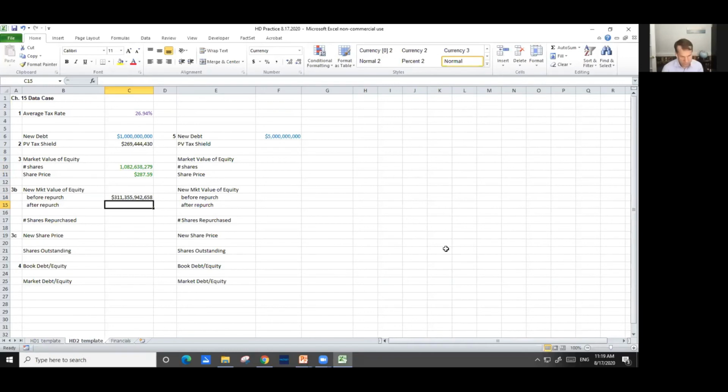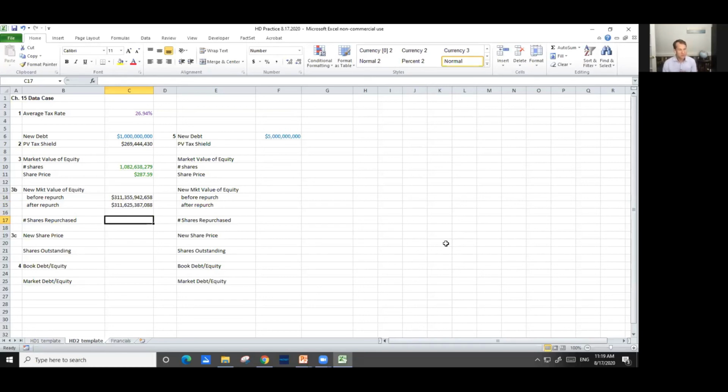So after repurchase, the market value of equity will be the prior value plus the present value of the tax shield. So that's what should be priced into the shares, and that should be the value of the company. So the value would increase by the amount of the tax shield.